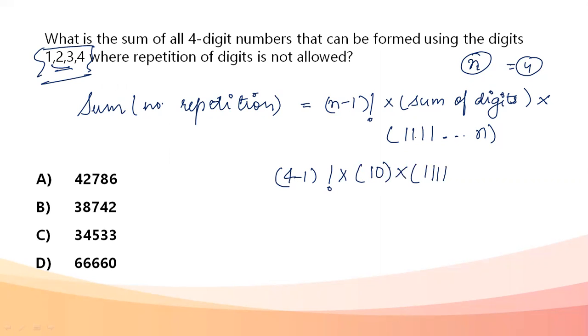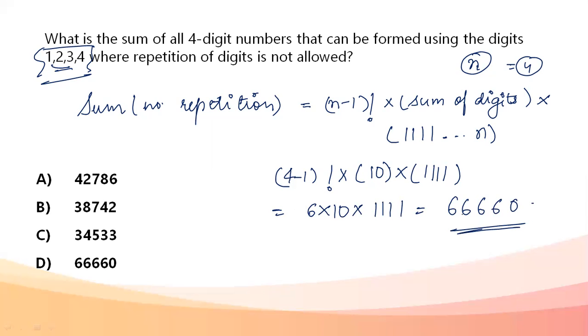So this is actually something like 1111 or 11111 or 111111. That is what it means by 1111 going up to n places. Since n is 4, n means the number of digits given to me. When I solve this, it becomes 6 into 10 into 1111. Simply, my answer is going to be 66660.